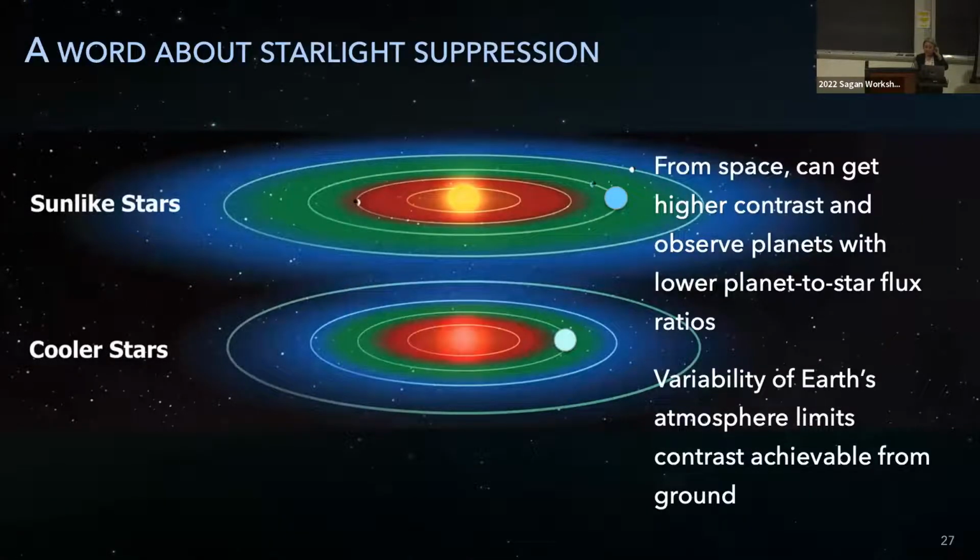Extreme starlight suppression requires a high quality, stable wavefront hitting the coronagraph. So without Earth's atmosphere in the way, you naturally get a more stable wavefront. And that means higher contrast is possible from space, and you can observe planets with lower planet-to-star flux ratios. So the variability of Earth's atmosphere limits the contrast achievable from the ground. And even when using future extreme adaptive optics and other techniques, that 10 to the 10 contrast you need for Earths around suns appears to be out of reach for the ELTs.